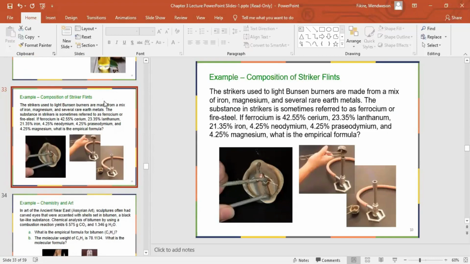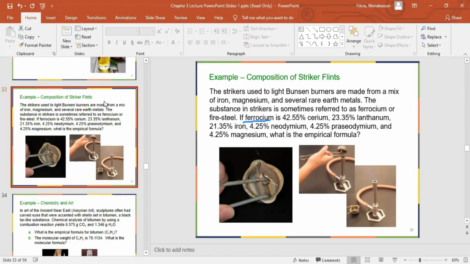How about this one here? The strikers used to light Bunsen burners are made from a mix of iron, magnesium, and several rare earth metals. The substance in strikers is sometimes referred to as ferrocerium or fire steel. If ferrocerium is 42.55% (element not named in transcript), cerium 23.35%, lanthanum 21.35%, iron 4.25%, neodymium 4.25%, praseodymium 4.25%, and magnesium 4.25%.